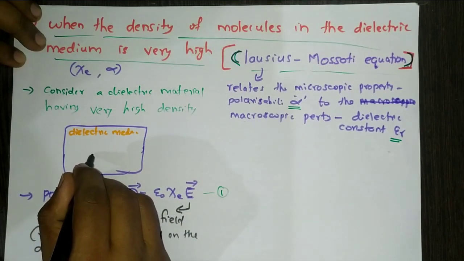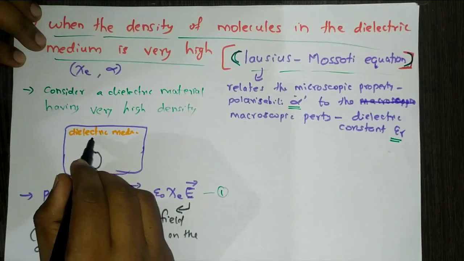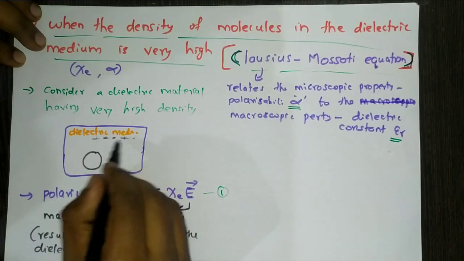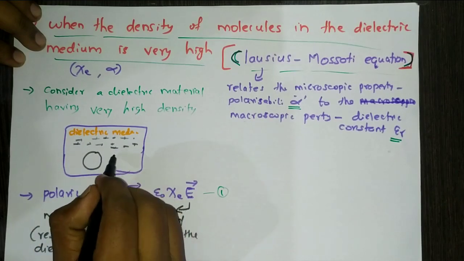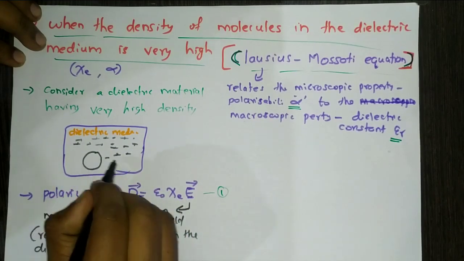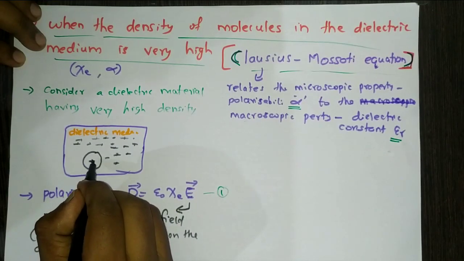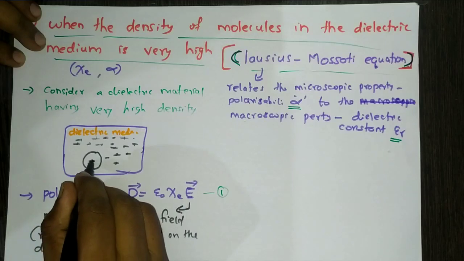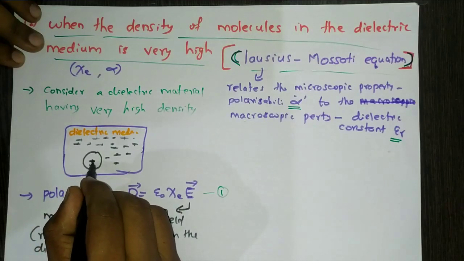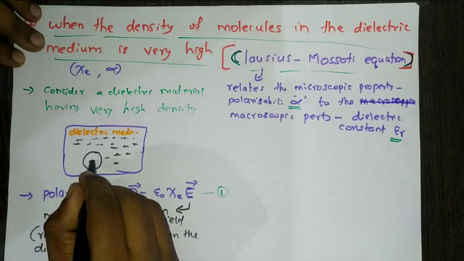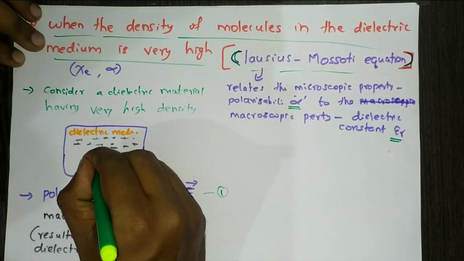Therefore, I can write, a large number of dipoles are there. Density is very high. I consider any one of the dipoles, and I believe that this dipole is situated at the center of a sphere of radius r. This is radius r.